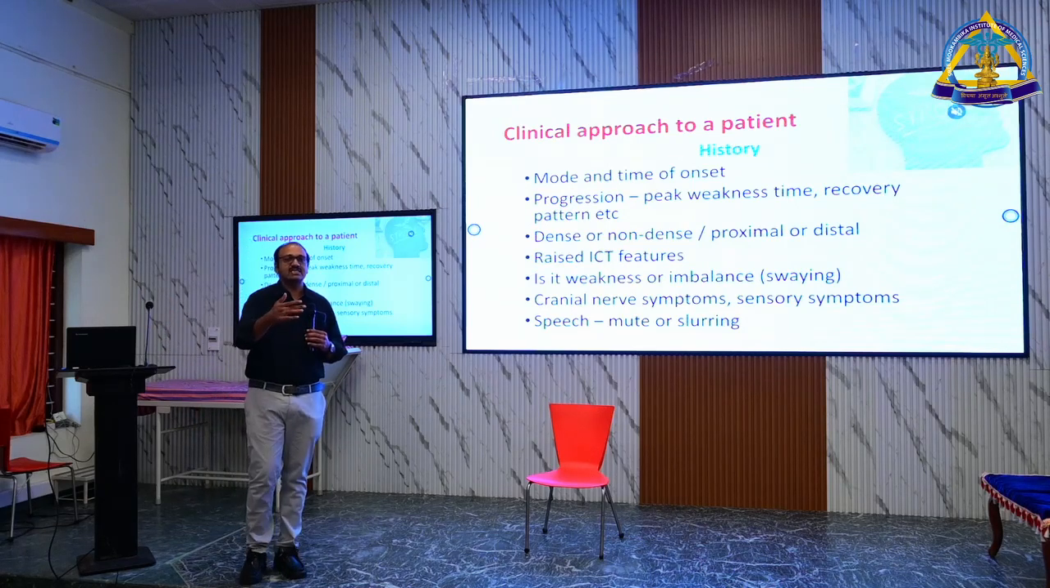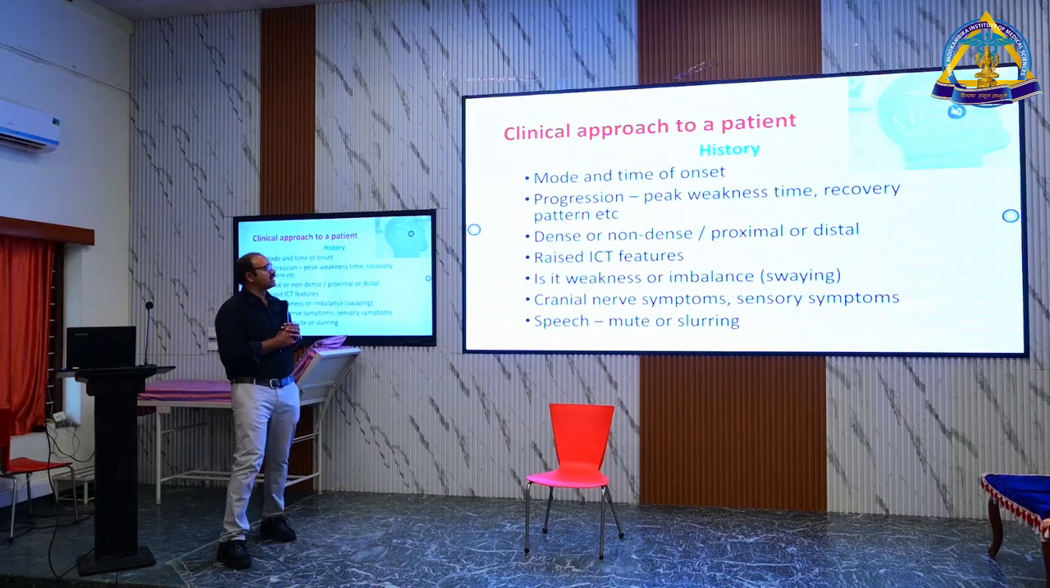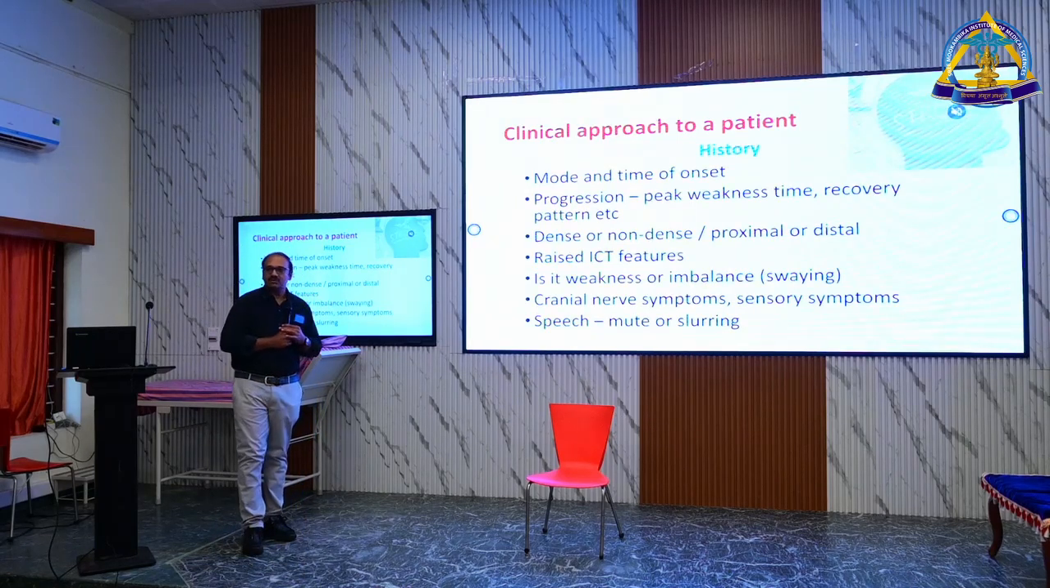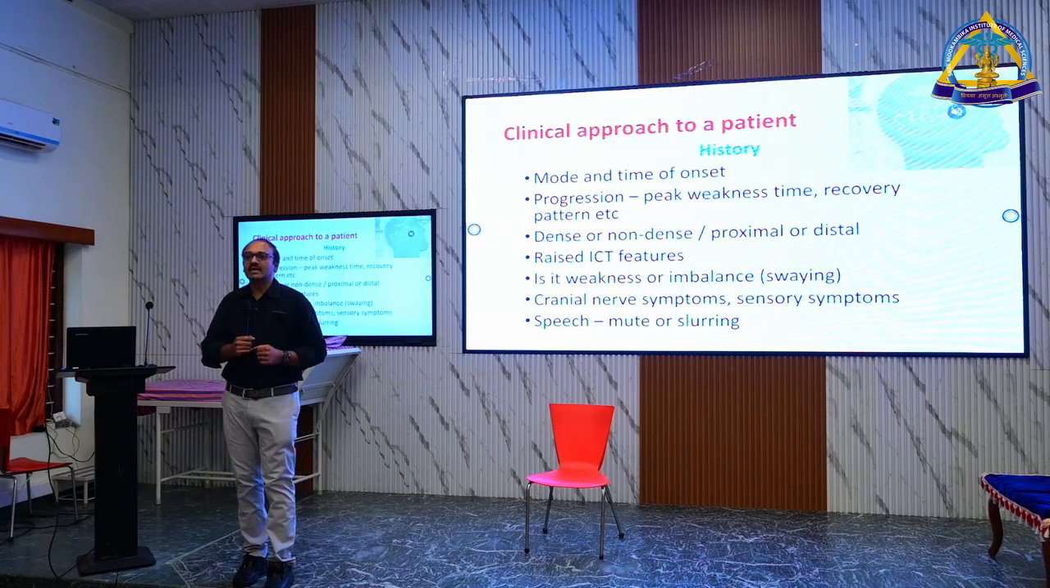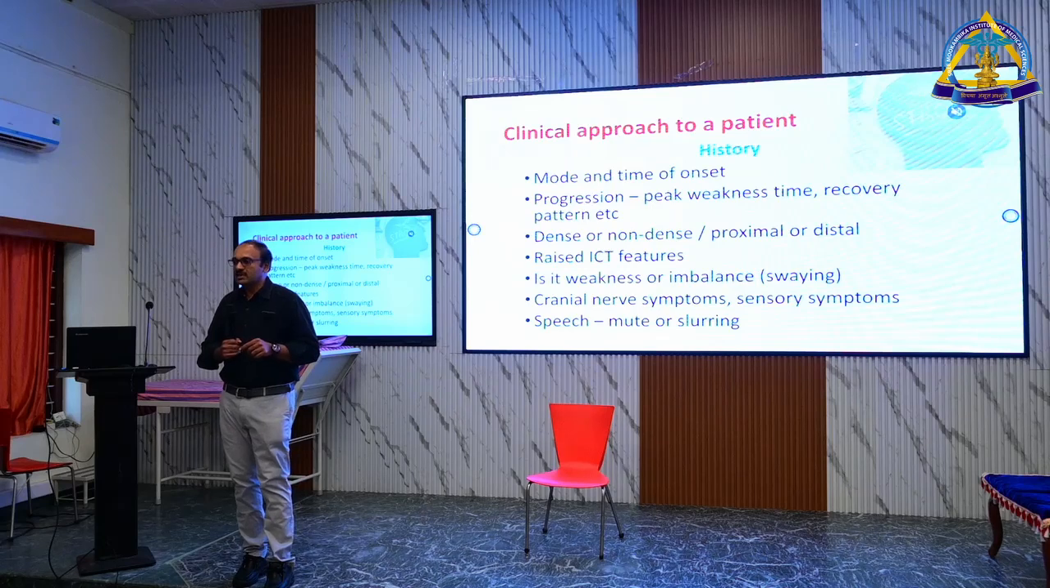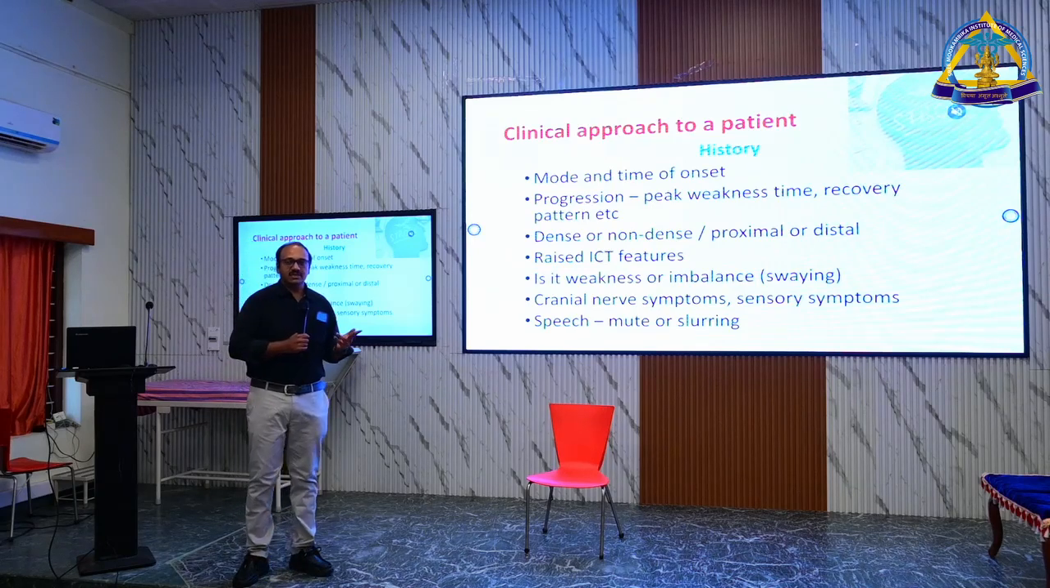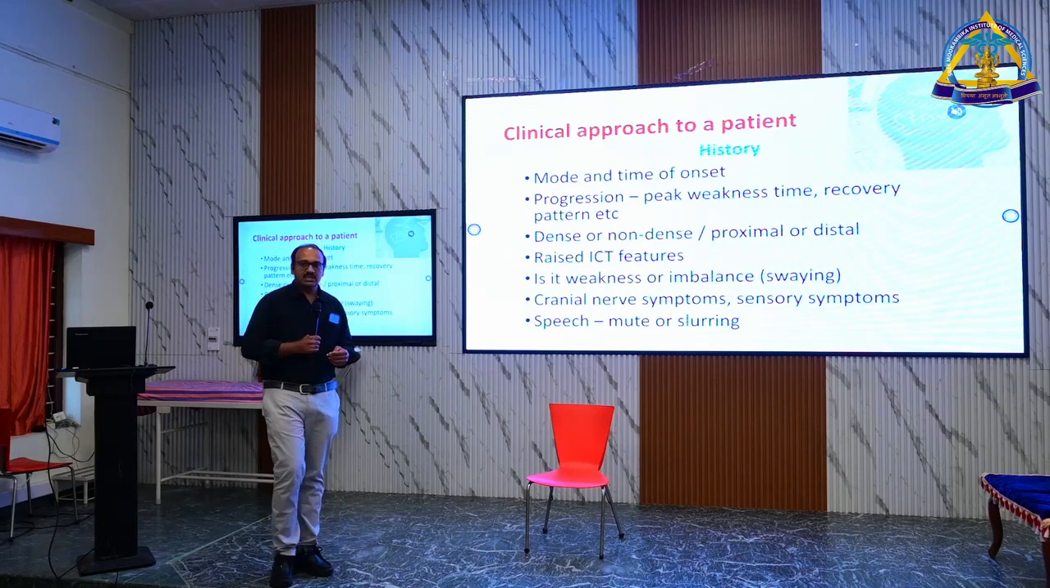So the first step is history. What all things do you take in history? Mode and time of onset. Why is it important? Suppose the stroke occurred in the early morning while you are sleeping, then it is likely to be thrombotic. Suppose it occurs during activity, then it is likely to be embolic.